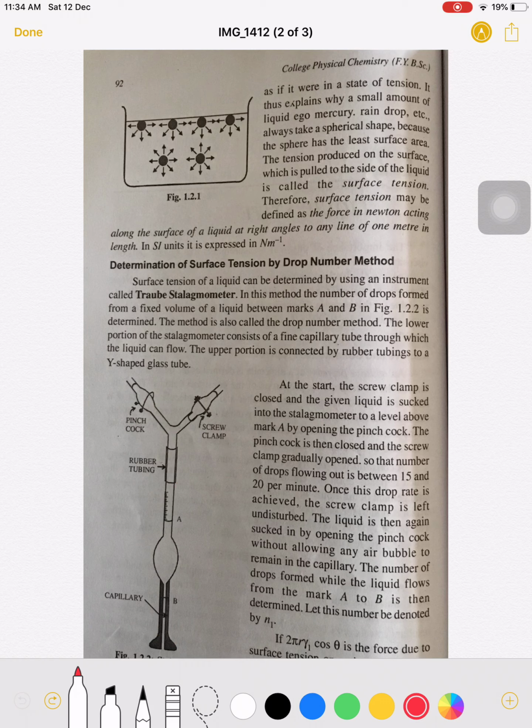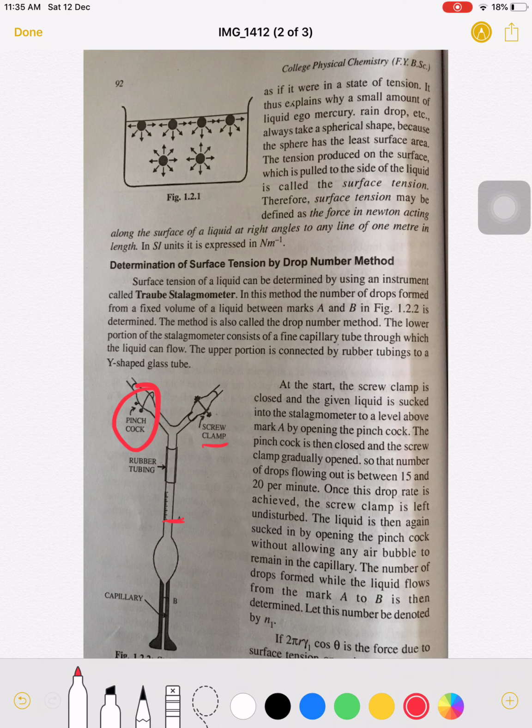Now see here, when we start the experiment in the lab, so this is the practical in your lab. I will explain here, then you will get the idea how to determine the drop number, or how to determine the surface tension of the liquid. This is the screw clamp, this is the pinch cock, this is the rubber tubing, and this small area is a capillary, and this mark A to B is where the liquid is taken in between. Initially the screw clamp is closed, so we will close this one. After closing this screw clamp, the liquid is sucked into the stalagmometer to above the level of mark A, by opening this pinch cock.